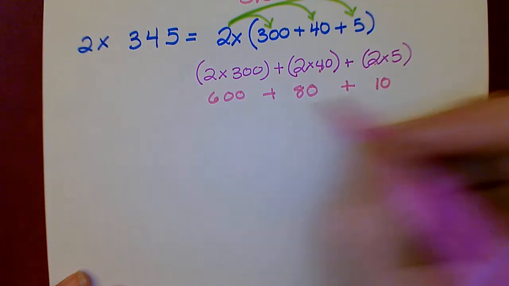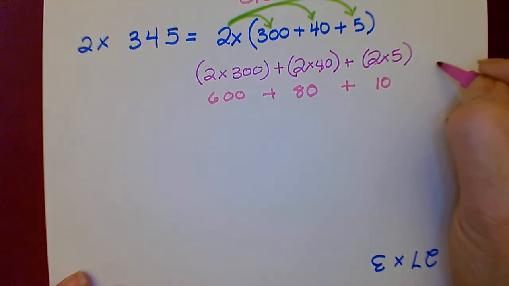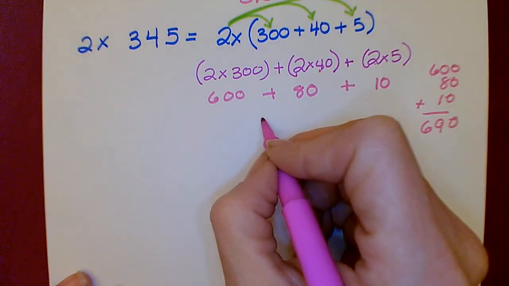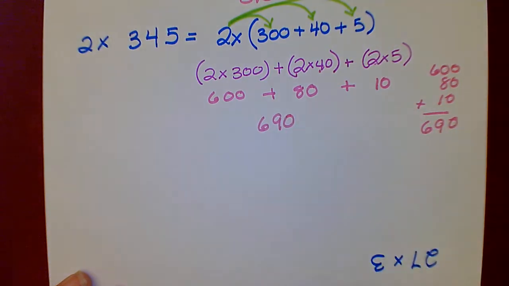We have to add those three numbers, 600 plus 80 plus 10. So it'd be 600 plus 80 plus 10. So I have 0, 9, 6. So my answer is 690. We added. So expanded form, distribute, zero trick, add.